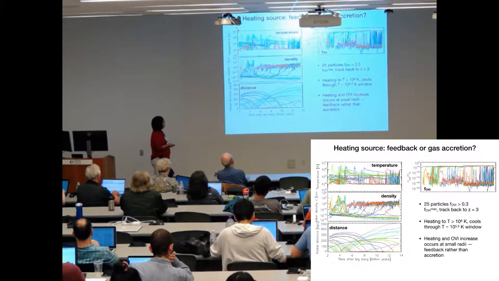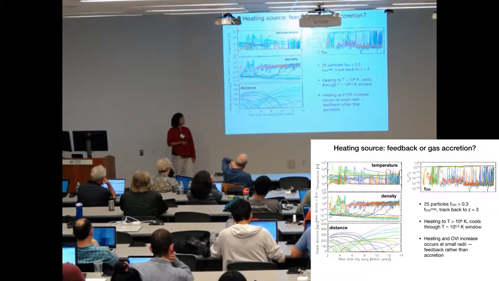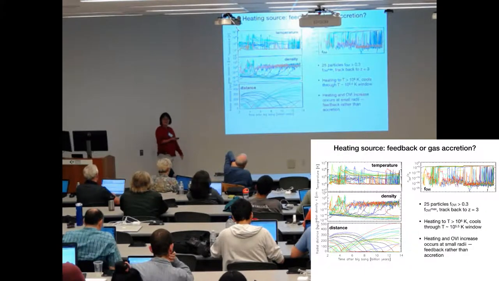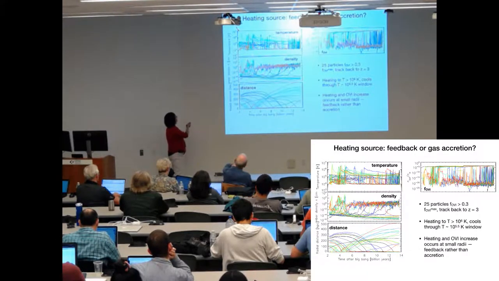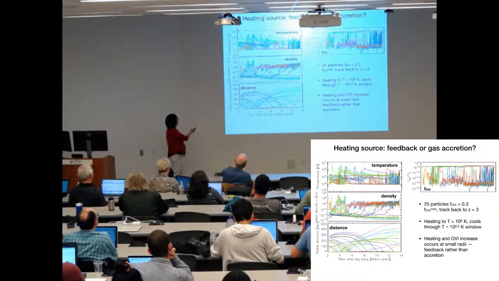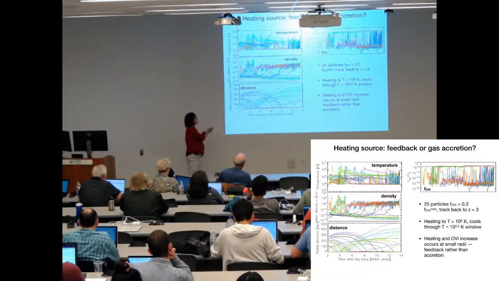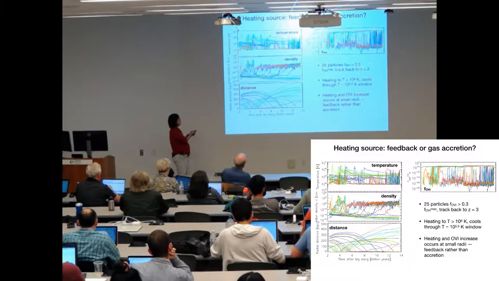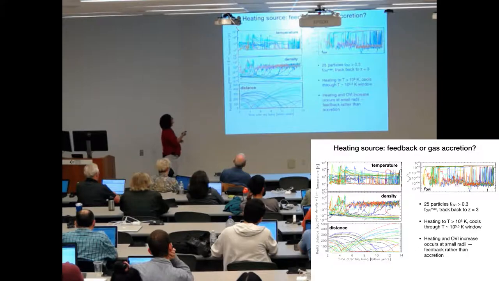So the collision ionized gas, which dominates most of the oxygen 6 within the virial radius, where does it come from? I apologize very much, this is a very busy plot. I want you to focus first on those particles. What we did is track 25 particles, or a bit more, with the largest oxygen 6 fraction back to redshift 3, and we see how the temperature, density, distance, and the fraction of oxygen 6 evolve with time.